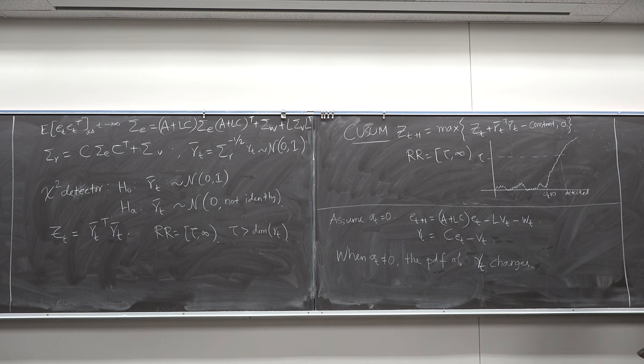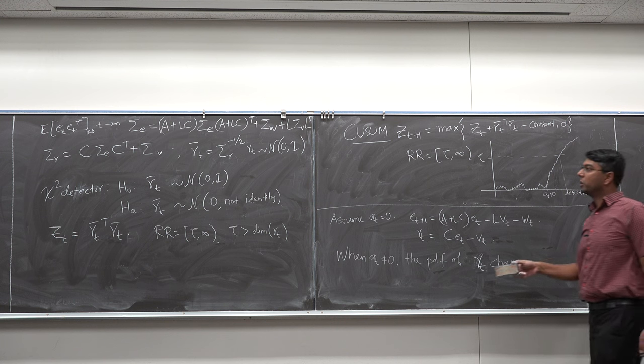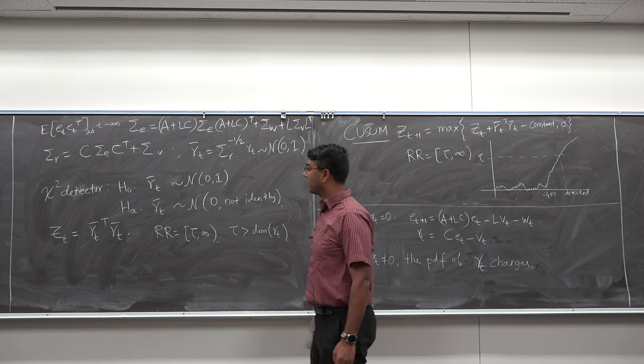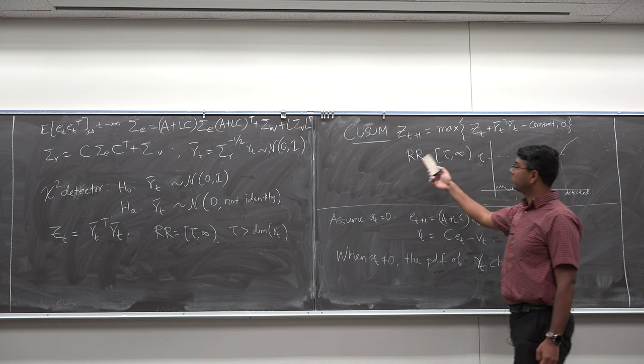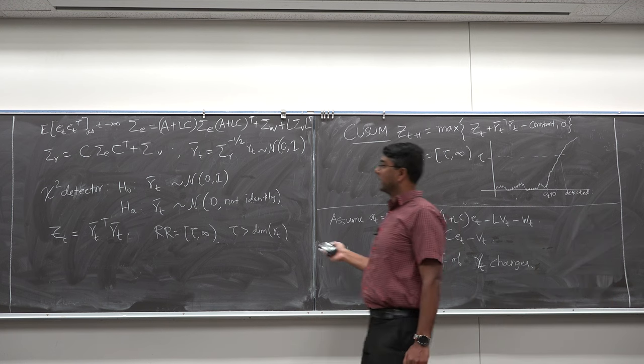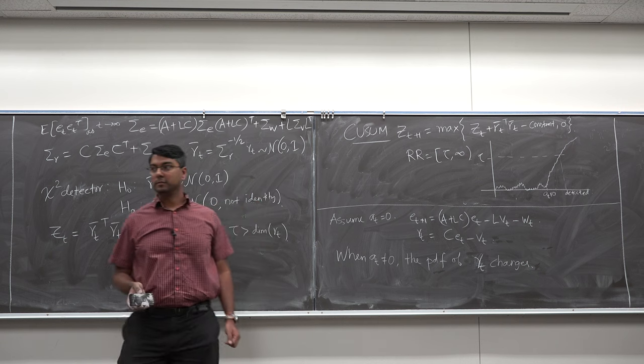Okay, so this was one way to detect whether there is an attack happening or not. For this, you need to compute the residual, R of T, and then you need to come up with a score-based method for detecting the attack. There's another method, which is a PCA-based method, and I want to talk about that method now. Can I erase this side of the board? Okay.